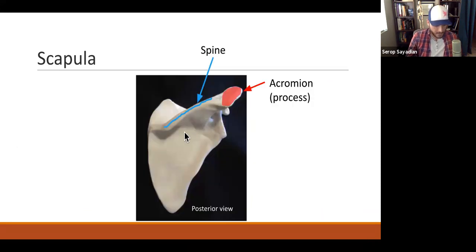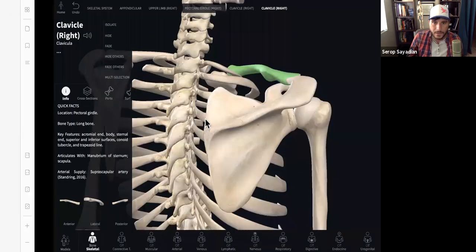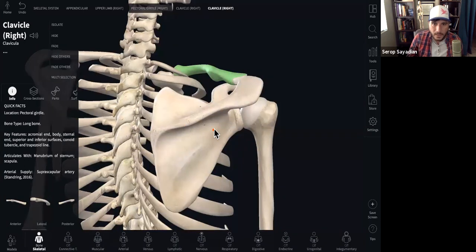So let's name some of those structures. That diagonal structure is called the spine of the scapula. And if you follow it all the way to the tip, this is going to be a very important structure called the acromion, or the acromion process. This is actually going to make a joint with the clavicle. Let's look at it on Arthur. So here's the spine. And then here's the acromion.